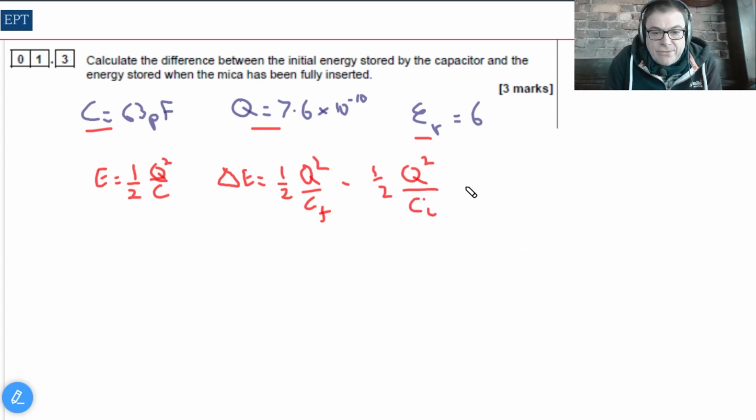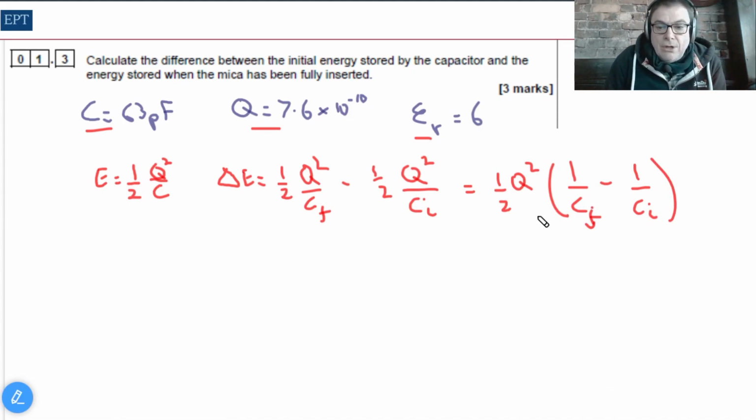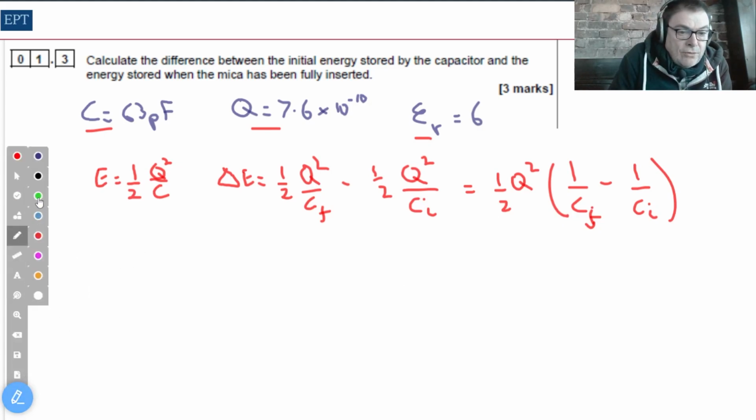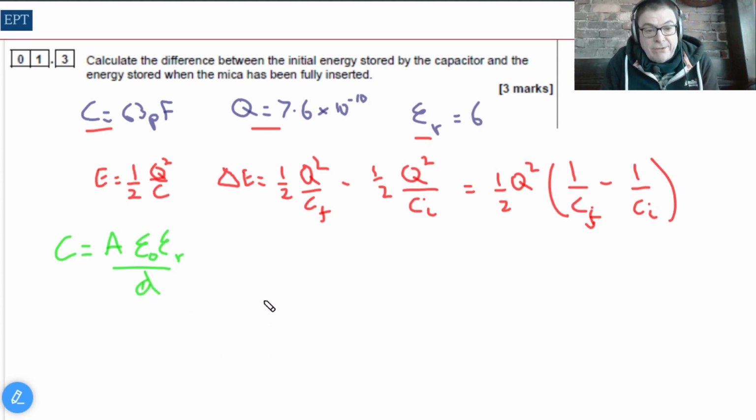And if you factorise that, you get a half Q squared, because it's constant, times 1 over the final capacitance minus 1 over the initial capacitance. So that's the formula you're going to have to use. We know Q is fixed, as I've said, so what's the final capacitance? Well, we know the formula for a capacitor in terms of its permittivity is A epsilon 0 epsilon R over D. And A and D and epsilon 0 are fixed, but epsilon R is 6 times higher, therefore CF is 6 times CI.